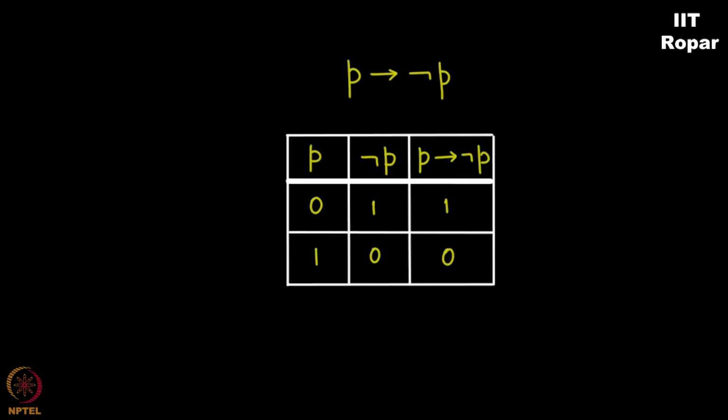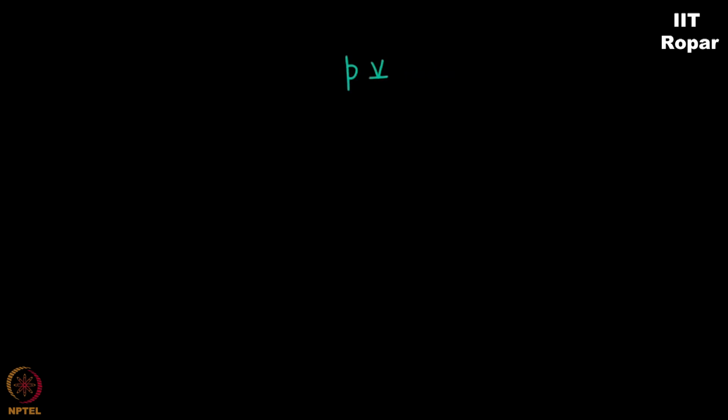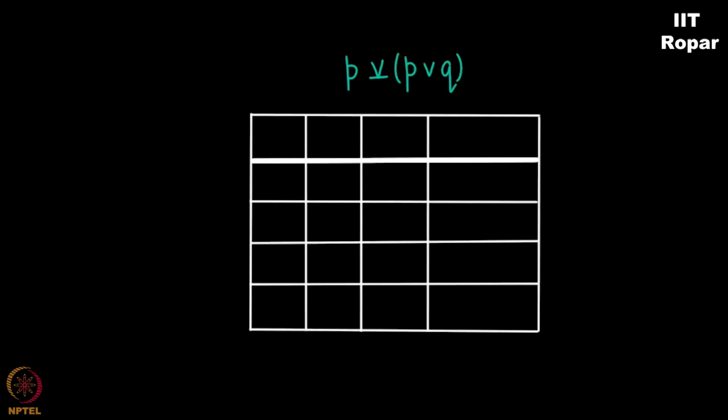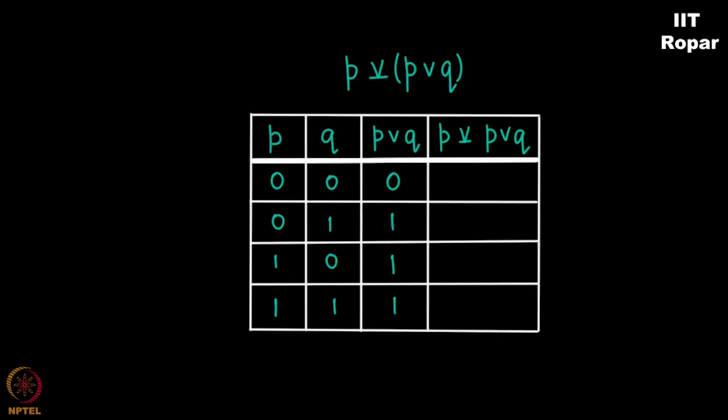We need to now write the truth table for P XOR (P or Q). Okay, how do we go about it? P will be this, Q will be this. P or Q will be simply the OR of this P column and Q column, which will give you 0, 1, 1, 1. Okay, and then we are XORing P, the first column, with P or Q, the third column.